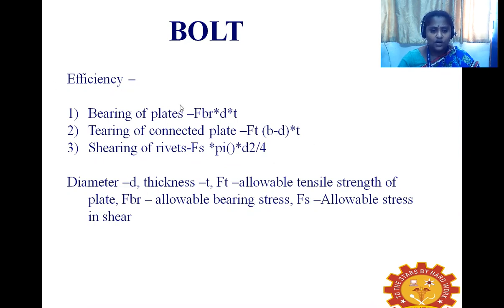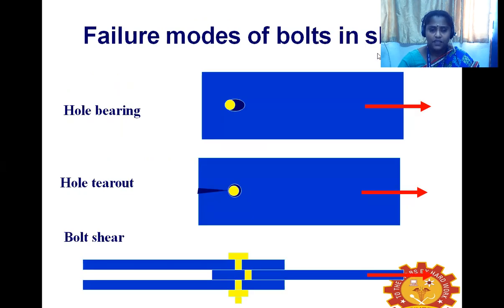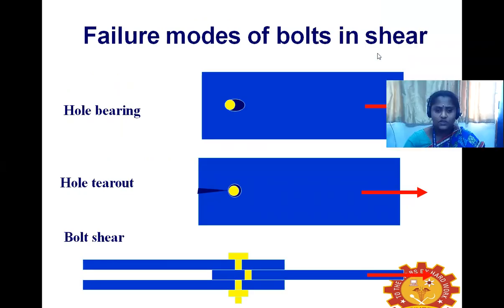So you could see what that is. Small d refers to the diameter of the bolt and t refers to the thickness of the plate. F suffix T refers to the allowable tensile strength of the plate and FBR refers to the allowable bearing stress. F suffix S refers to the allowable stress in shear. And these are all the failure modes of bolts.